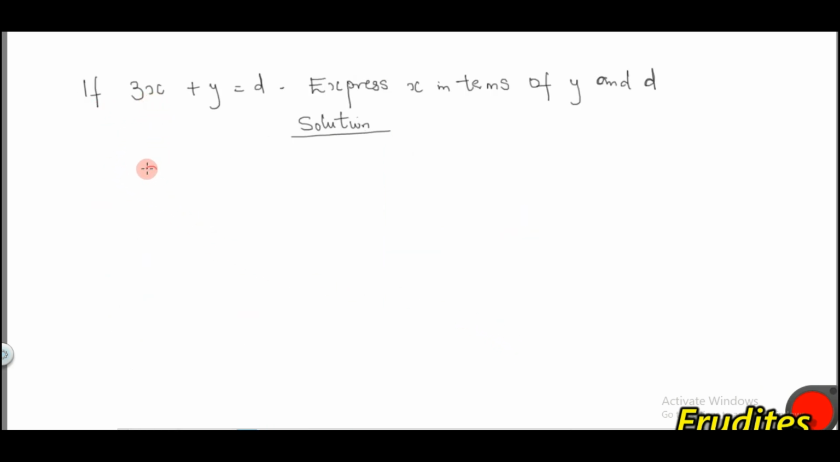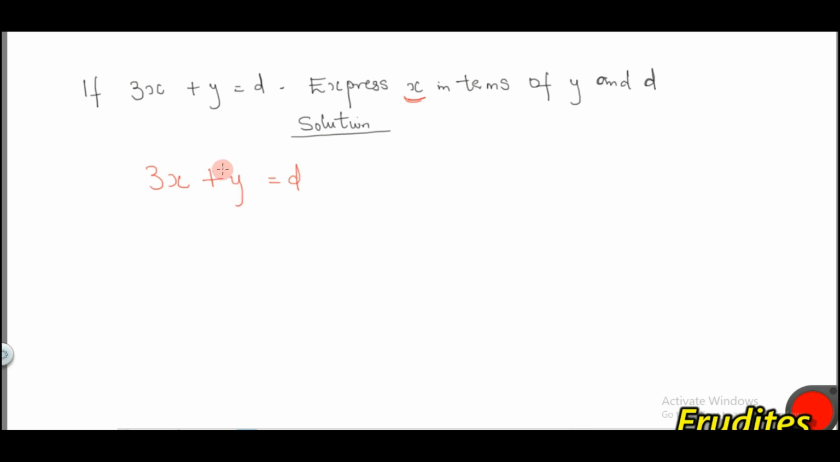If 3x plus y is equal to d, express x in terms of y and d. So what I'm asked here is to express x in terms of y and d, that is, to make x the subject of the formula. How do I make x the subject of the formula? 3x plus y cannot be added. 3x plus y, they are unlike terms. This is an alphabet, this is a different alphabet, and this is a number, so they are not alike. So what I will do is to take this y to the other side of the equation.